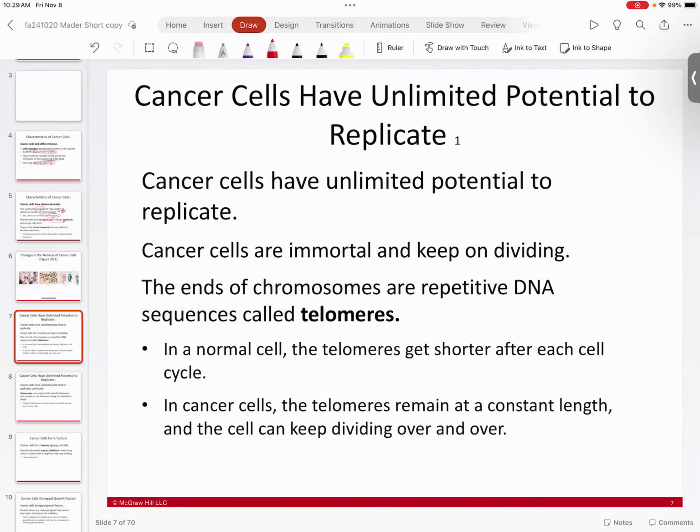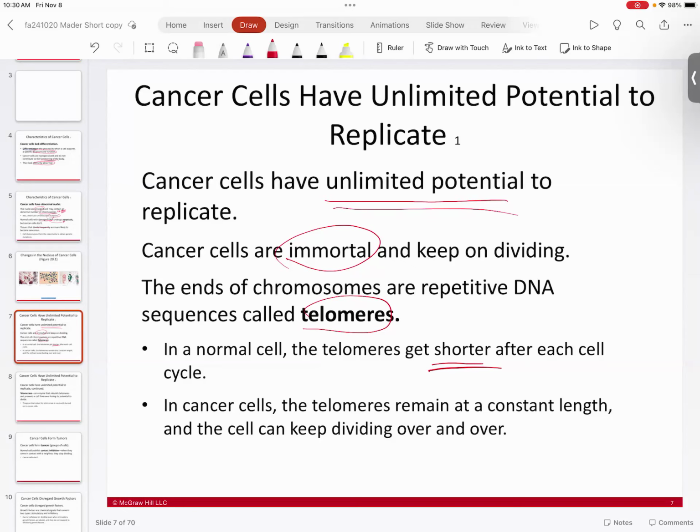Okay, so ultimately, a cancer cell, unlike normal cells, basically has an unlimited replication potential. That is to say that oftentimes they're immortal. They just keep on dividing. The ends of the chromosomes have telomeres, which are repetitive DNA sequences. Telomeres are like little adapters that extend the length of the chromosome. In a normal cell, the telomeres get shorter because of the mechanism of replication after every single cell division. As a matter of fact, we have an enzyme called telomerase whose job it is to extend the ends of the chromosomes. But telomerase is highly controlled.